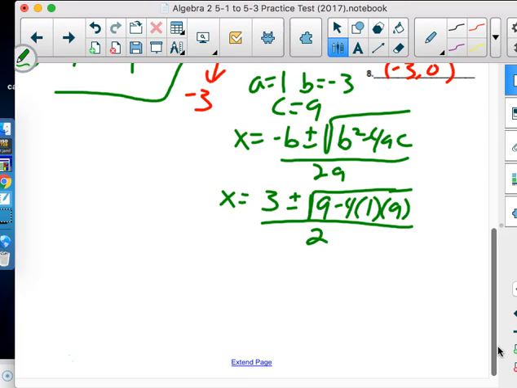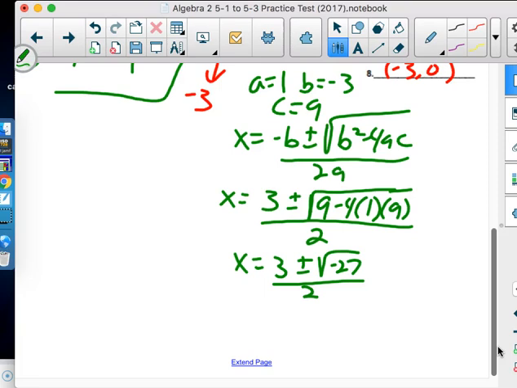And then I suppose grab a calculator if you're not feeling good about the math that's taking place under that radical there, huh? 9 minus parentheses, 4 times 1 times 9, parentheses, a negative 27. What does that tell us about our answers? Imaginary, yeah. We've got a negative underneath there.